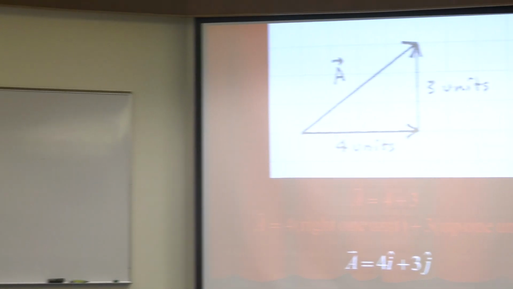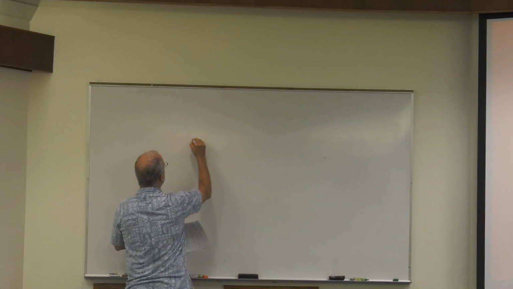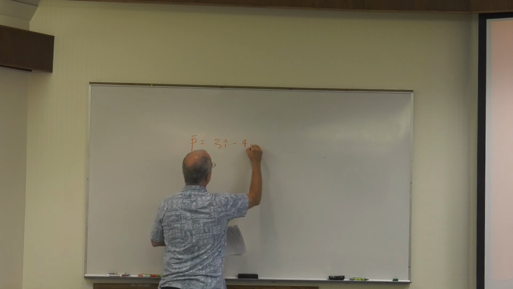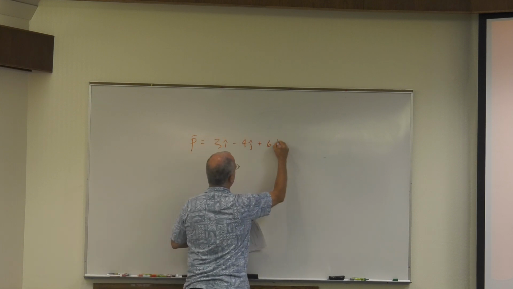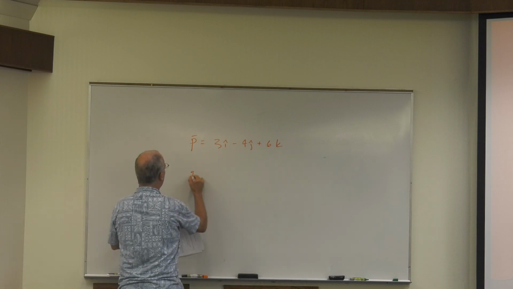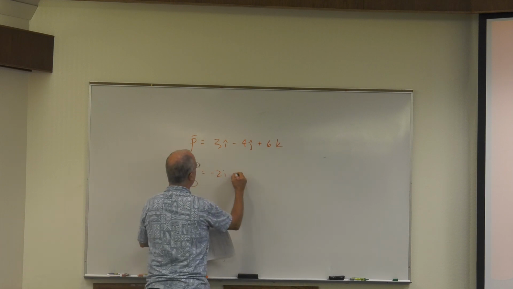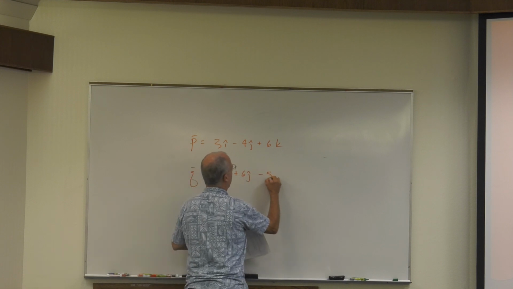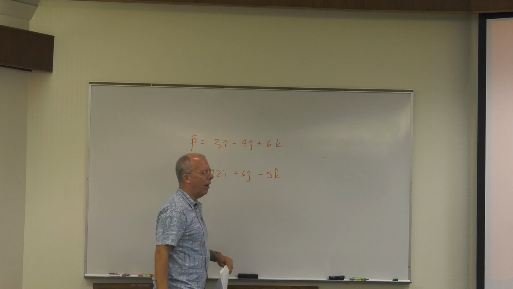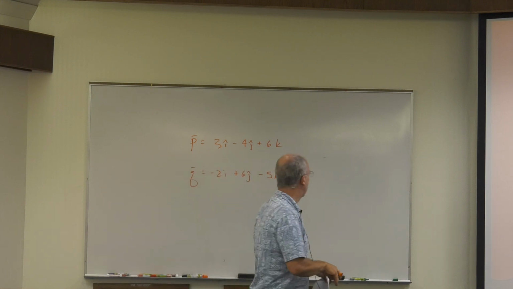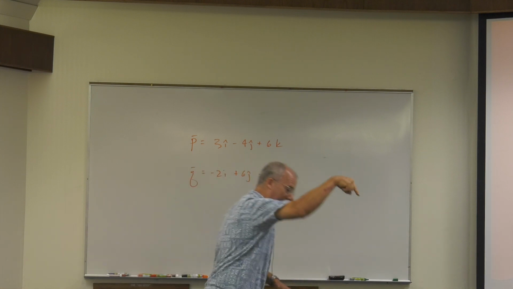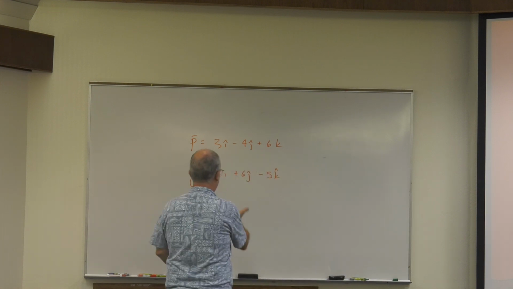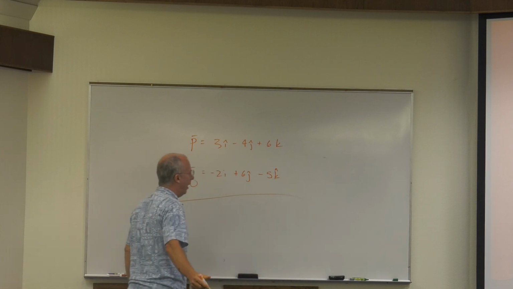So let's say I have a vector, I don't know, p, all right? Vector p equals 3i minus 4j plus 6k. I have another one, q, equals minus 2i plus 6j minus 5k. Now, how can you do that graphically? I mean, this and then down and over. Oh man, I'm starting to get a headache already. But here, it's a piece of cake, right?